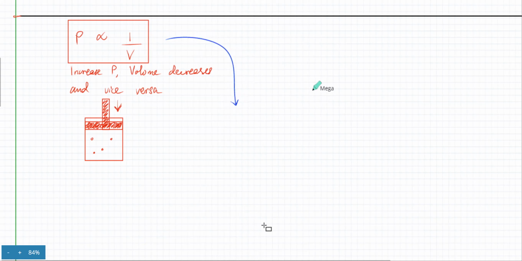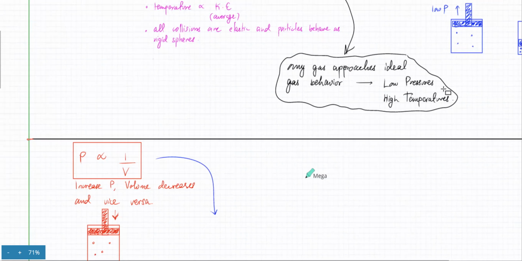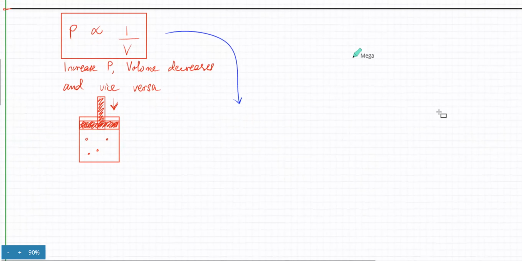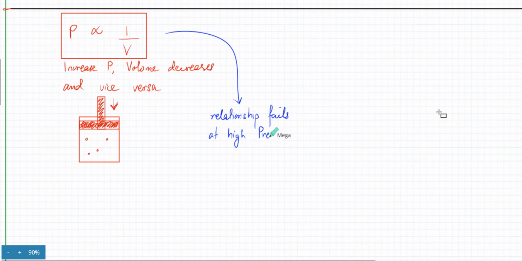Remember, all gases are not ideal gases. I told you that ideal gas behavior was only possible at low pressures and high temperatures. So what's going to happen? This relationship fails. You need to know the limitation of the relationship as well. It's not that you keep on increasing pressure and the volume keeps on decreasing. The relationship fails at high pressures. At high pressure, this relationship doesn't work.